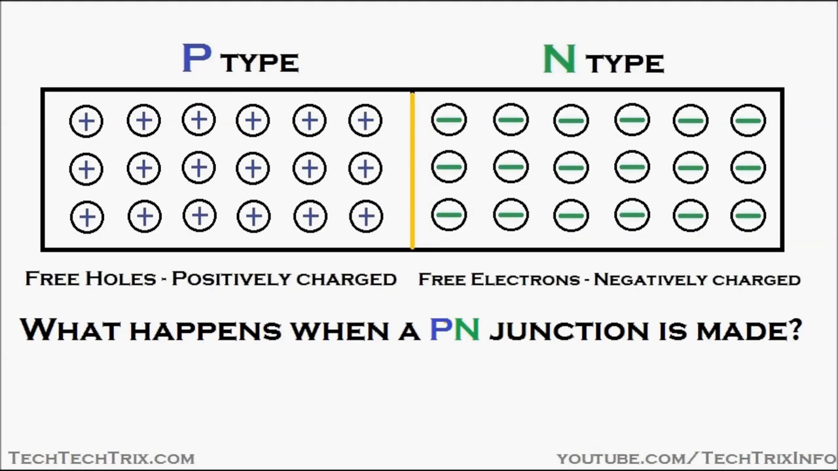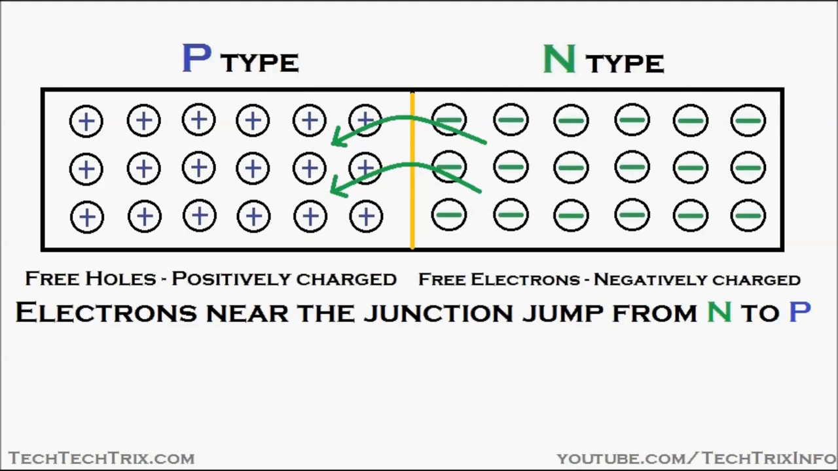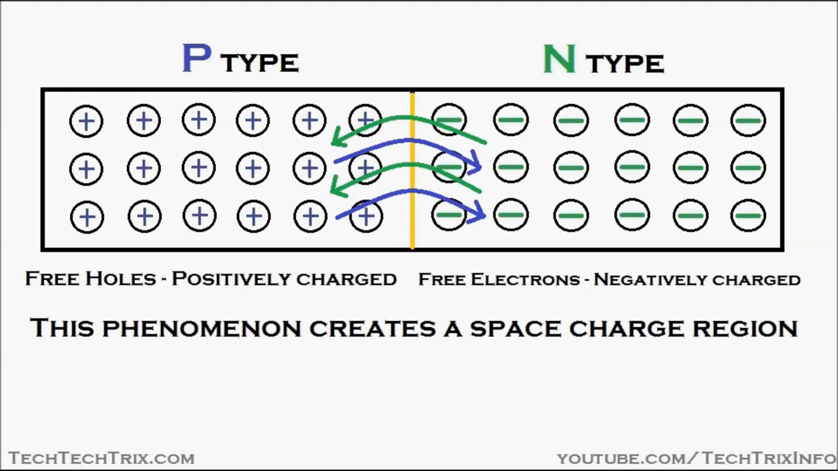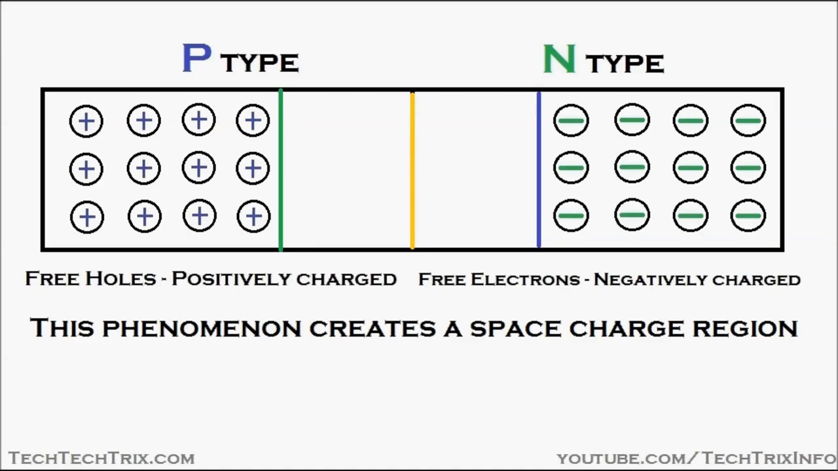What happens when a PN junction is made? Electrons near the junction jump from the N-type semiconductor towards the P-type semiconductor, and holes near the junction jump from the P-type semiconductor towards the N-type semiconductor. This phenomenon creates a space charge region at the junction. So this is the space charge region which is created at the junction.